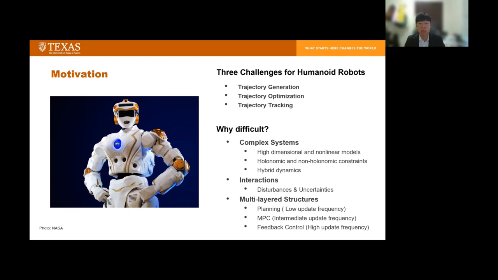Since both robot models and constraints are usually nonlinear, we have many difficulties generating trajectories within a reasonable time. Also, the computation time affects the multi-layered structure's stability. For this reason, I improved the performance of planning and control algorithms with a reduced computation time. Robustness of the algorithm is also very critical for operating the robot while interacting with the environment. So we propose more robust whole body control approaches in terms of unknown perturbations and uncertainties.